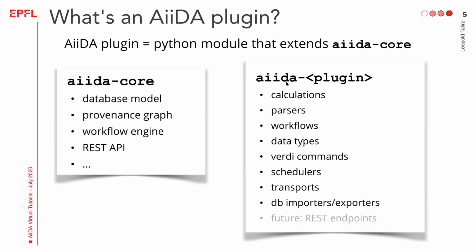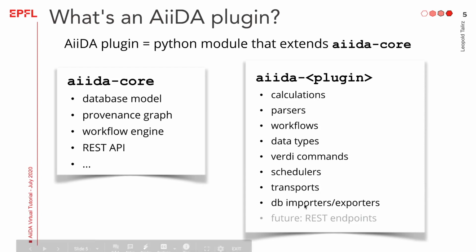And AiiDA plugins can provide new types of calculations that describe which input files your simulation code needs, how it should be called on the command line. They can provide parsers for the outputs of simulation codes. They can provide workflows that string multiple calculations together and add error handling. You can provide new data types. You can provide new Verdi commands that, for example, visualize a new data type that you have added. You can provide support for new schedulers, new transports.